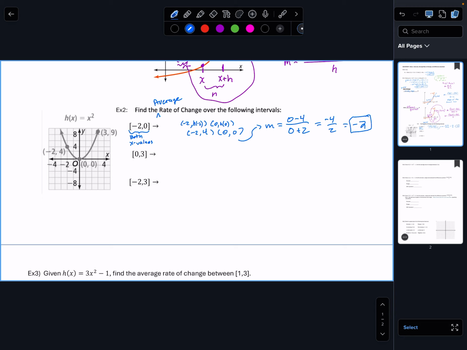And if you were to draw a line between those 2 points, that's the slope of that line. It's -2. It's the slope of the secant that goes through those 2 points. All right, you try the next one. I'll do it up here. You do it on your paper.